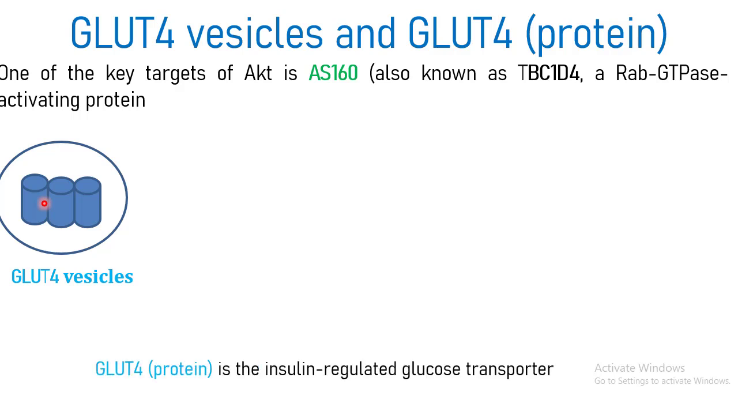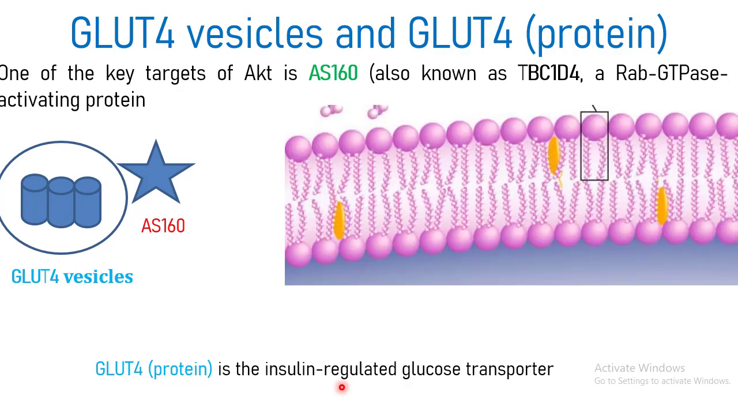This GLUT4 protein is the insulin regulated glucose transporter. What that means is that this GLUT4 protein is responsible for the transportation of glucose into the cell, but this function is regulated by insulin. Therefore, they are known as the insulin regulated glucose transporter. Now, what AS160 does is that it interacts with these GLUT4 vesicles, and when AS160 interacts with the GLUT4 vesicle, it is not allowing their movement toward the plasma membrane.